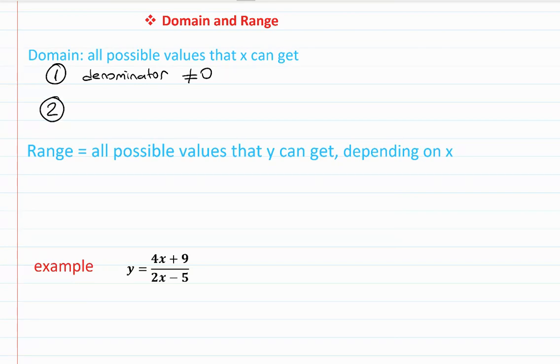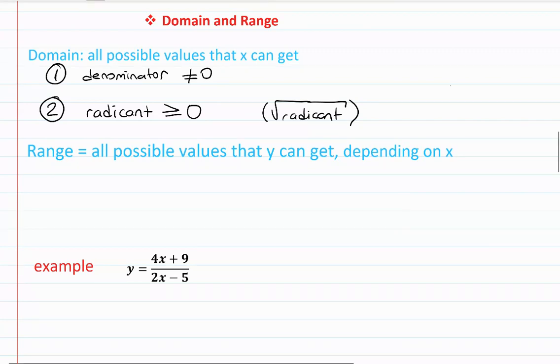And the second rule is if there's a radicand, it should be bigger than or equal to 0. So let me remind you what a radicand was. Radicand is the inside of the square root or root. Okay. So how about range? Since we know the domain is the possible x values, range is the possible y values. So it depends on the x values. When we find our domain, we can guess our range.